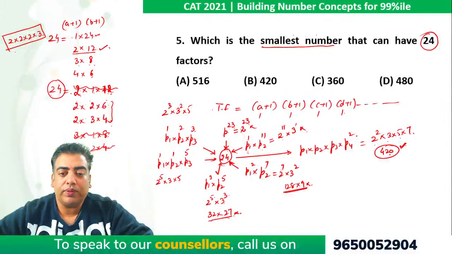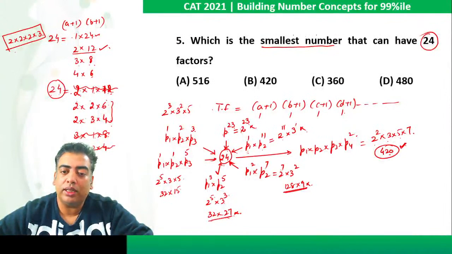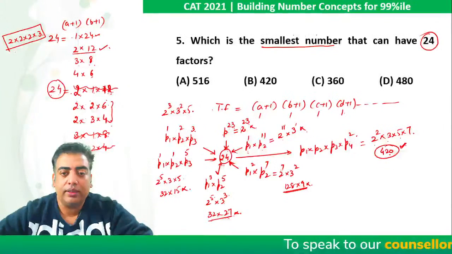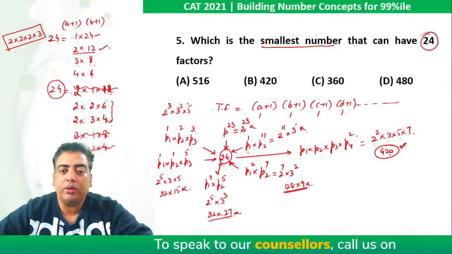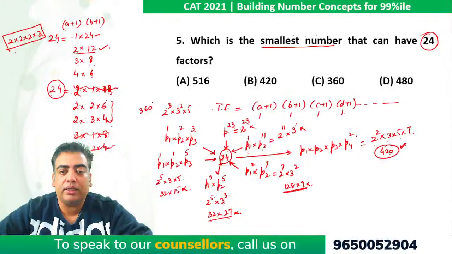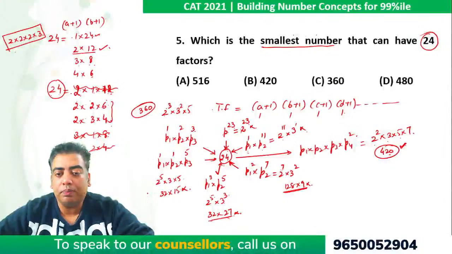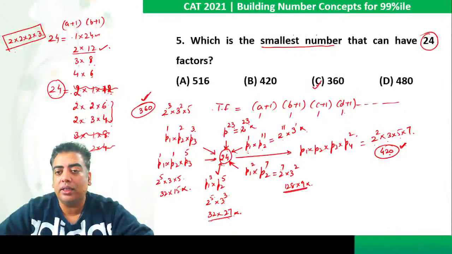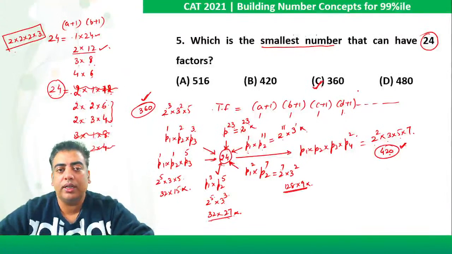So 2 raised to power 5 is 32 multiplied by 15. So 15 into 30 is 450, which is more than 420, so leave it. Now it comes out to be 2 into 5 is 10, 4 into 9, 36 into 10 is 360. So comparing all the cases, the least value comes out to be 360. So the correct answer option is C.